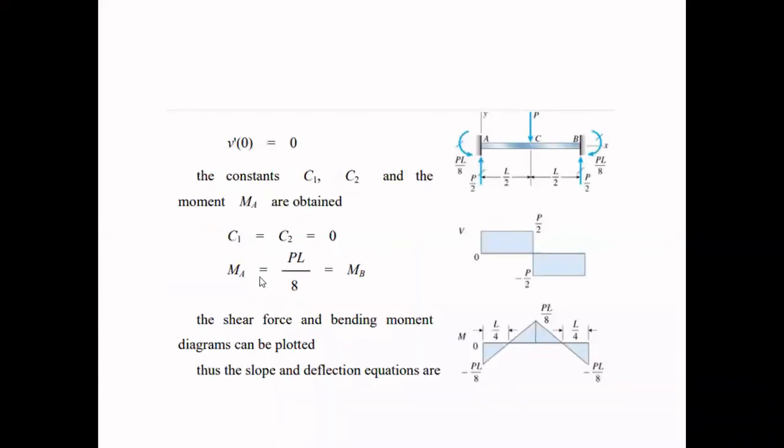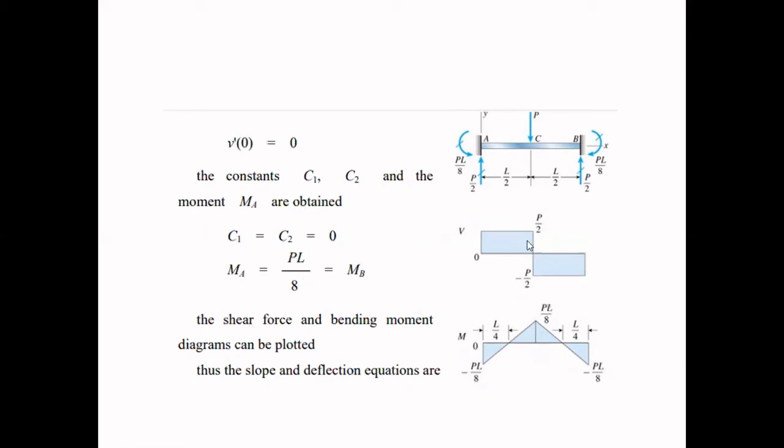So I'm putting the value of C1 and C2. The final MA will be equal to PL by 8, and this will be equal to MB because of the symmetry, MA will be equal to MB.